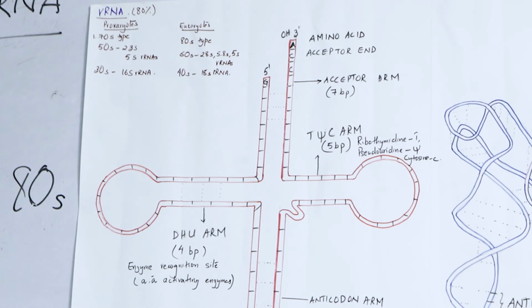While in case of eukaryotes, the larger subunit is 60S and the smaller subunit is 40S. The larger subunit consists of 28S, 5.8S, and 5S RNAs, and the smaller subunit consists of 18S ribosomal RNA. So eukaryotes have four types of RNAs: 28S, 5.8S, 5S, and 18S RNAs.